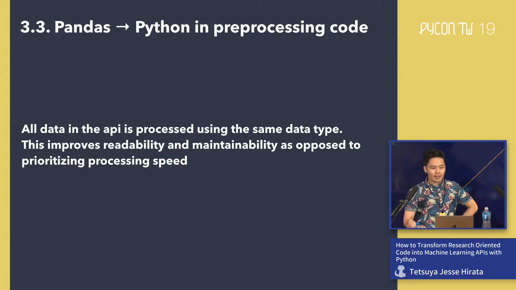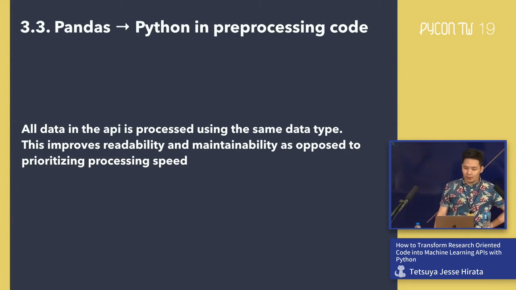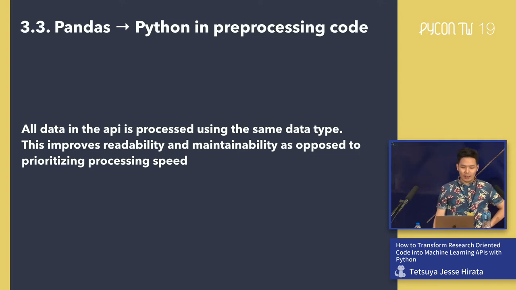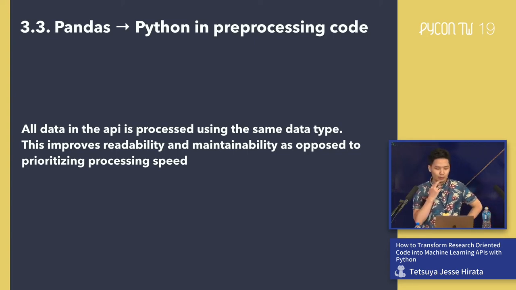Now we can transform the coding style with pandas into a coding style with pure Python in the pre-processing code. All data in the API should be processed using the same data type. This might improve readability and maintainability, as opposed to prioritizing processing speed.